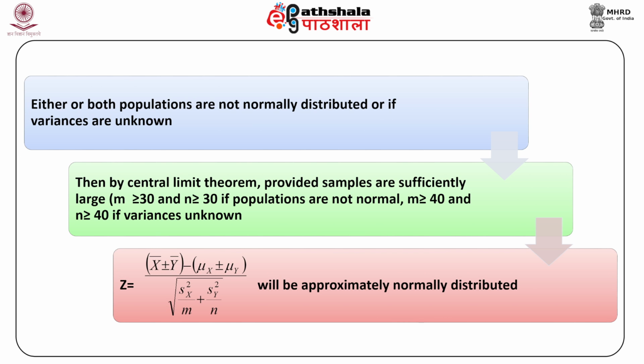If either or both populations are not normally distributed, or if variances are unknown, then by the central limit theorem, provided samples are sufficiently large, which means m is greater than or equal to 30 and n is also greater than or equal to 30, and if populations are not normal, where m is greater than or equal to 40 and n is also greater than or equal to 40, if variance is unknown, then z could be written as x bar plus minus y bar minus mu x plus minus mu y upon the square root of s x square by m plus s y square by n, which will be approximately normally distributed.